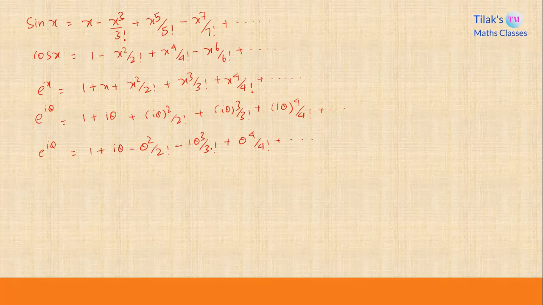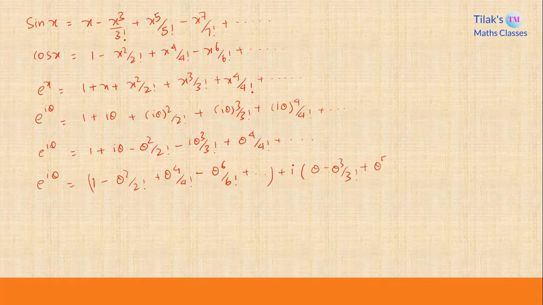Now if we separate the real terms and the imaginary terms, then we can write e power i theta is equal to, first let us write the real terms here, 1 minus theta squared by 2 factorial plus theta power 4 by 4 factorial, and the next term if you determine, it will be minus theta power 6 by 6 factorial and so on. Then let us write the imaginary terms, plus i into theta minus theta cubed by 3 factorial plus theta power 5 by 5 factorial and so on.